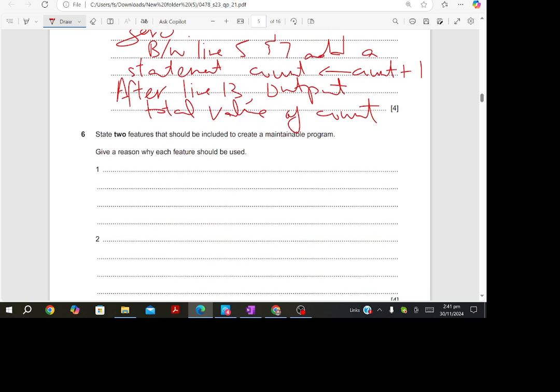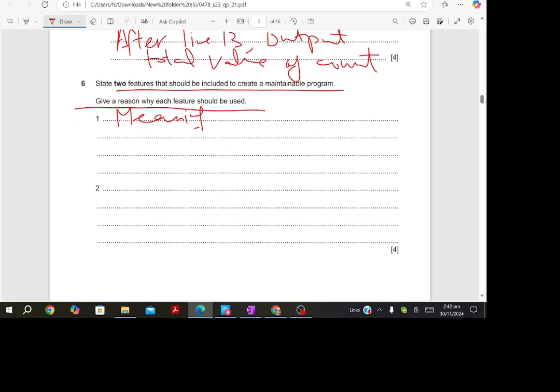After that, state two features that could be included to create a maintainable program. Give a reason why each feature should be used. In order to create a maintainable program, what things are required? First of all is meaningful variable names. This question carries 2 marks, but they have asked us to only give two features, which means first we name a feature and then write the description for it. Then name the other feature and again write a description for it. So what are we going to write?